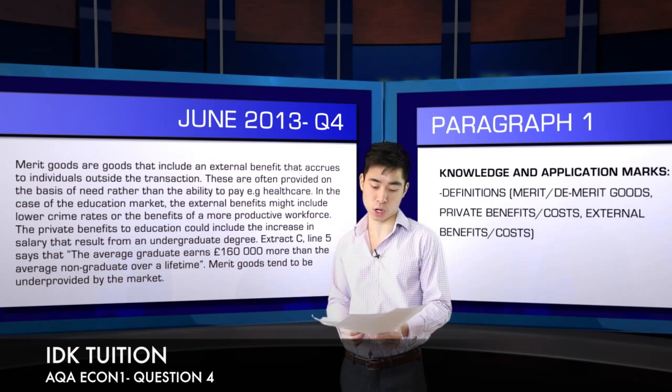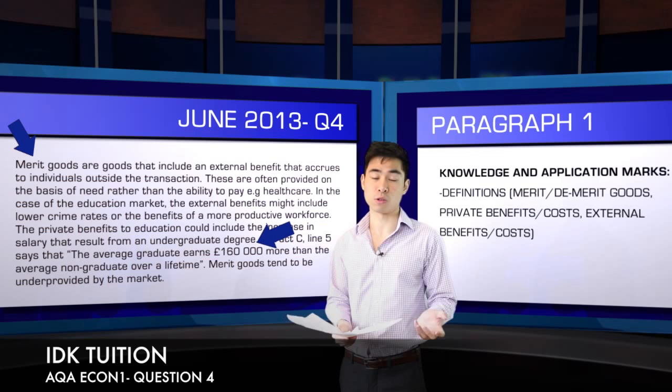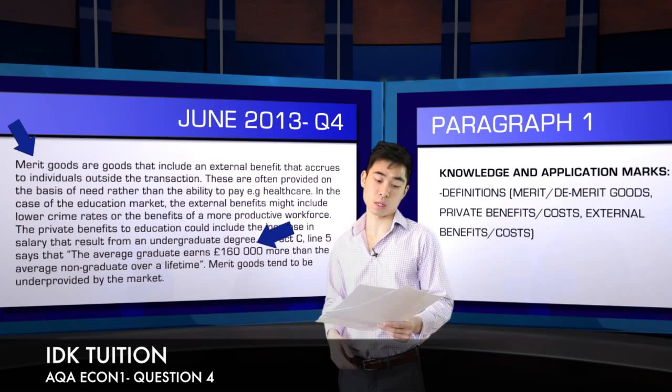So in terms of your definitions, if you're talking about merit goods, demerit goods, it's very easy to see what you're going to define. You're simply going to define merit goods or demerit goods, depending on the specific question. And then off the back of that, you can define private benefits, external benefits, private costs, external costs, again, depending on the specifics in the question. If you look at my response to June 2013 question four, I've done exactly that.